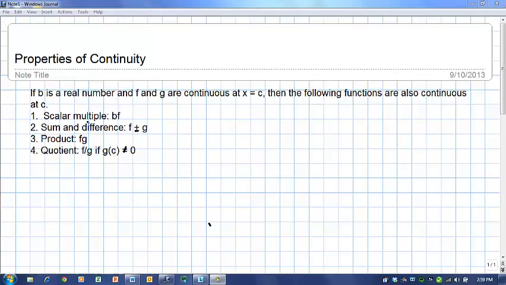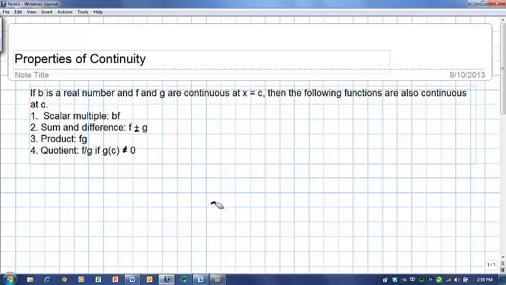A scalar multiple of a continuous function. So b is just a real number, f is a function, f is continuous, then b times f is continuous. The sum and difference of two continuous functions is also continuous. The product of two continuous functions is continuous. And the quotient of two continuous functions is continuous, of course, provided that the denominator is not equal to 0.